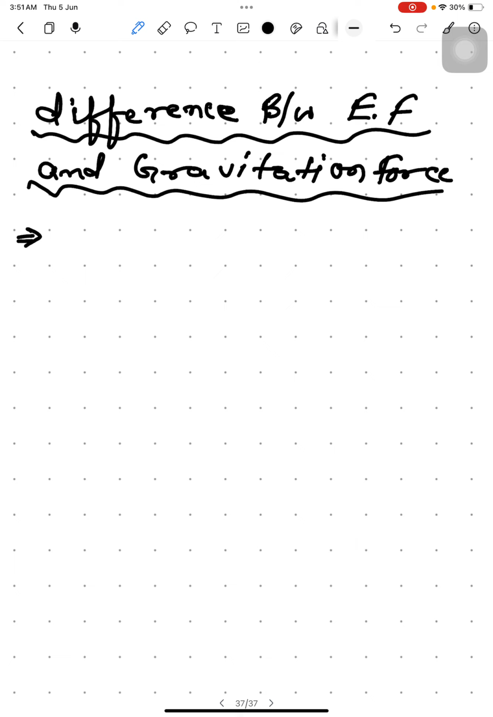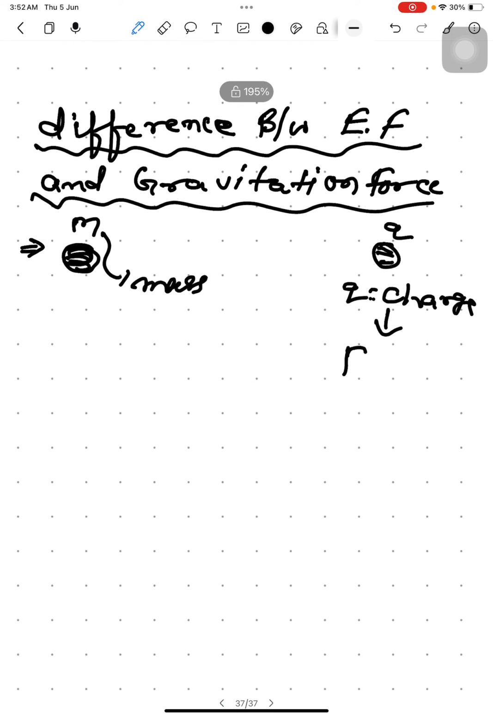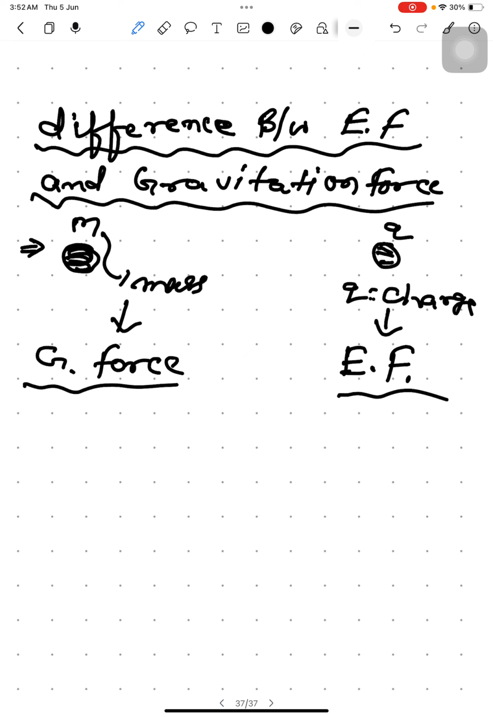First of all, as we know, a block has mass m and another body carries charge q. Here q is the charge and m is the mass. Force due to the charge is known as electrostatic force, or electric force, but force due to the mass is known as gravitational force.